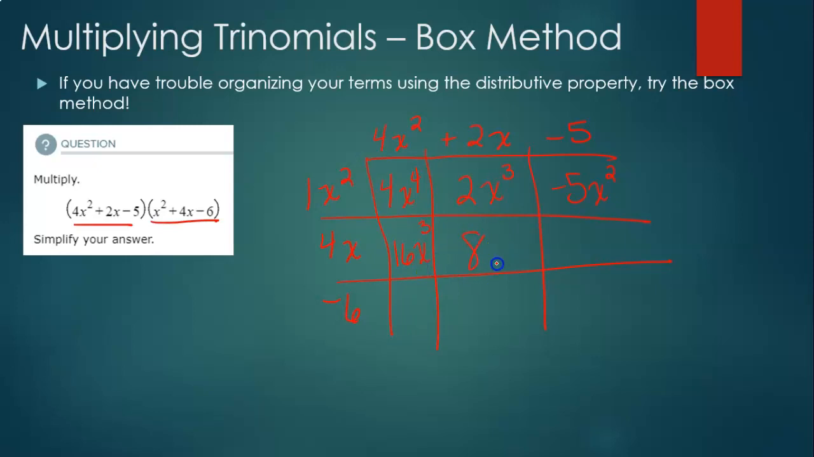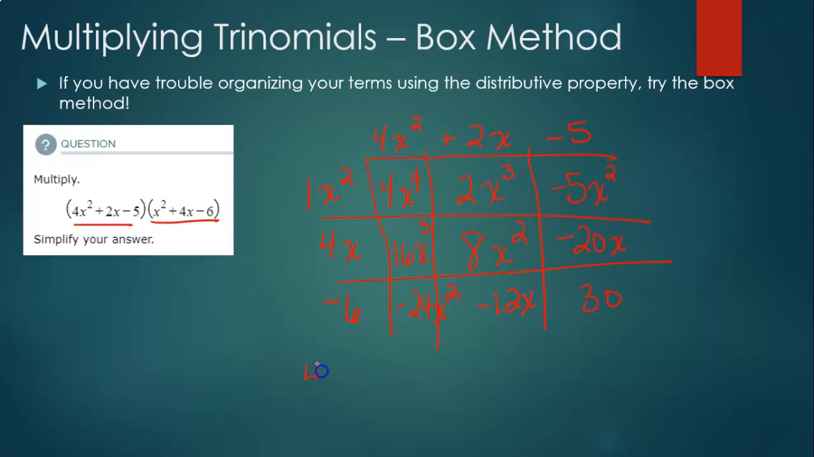4 times 2 is 8. X times x is x squared. And negative 5 times 4 is negative 20x. Negative 6 times 4x squared is negative 24x squared. Negative 6 times 2x is negative 12x. And negative 6 times negative 5 is positive 30. Your like terms should be along the diagonals, and if they're not, you have an error. So for example, if this were a 2, I would know that I forgot something.